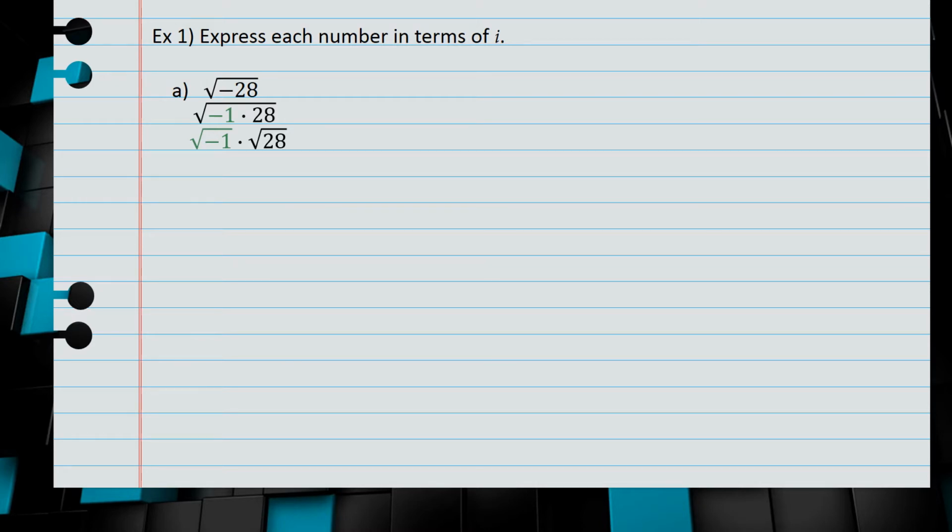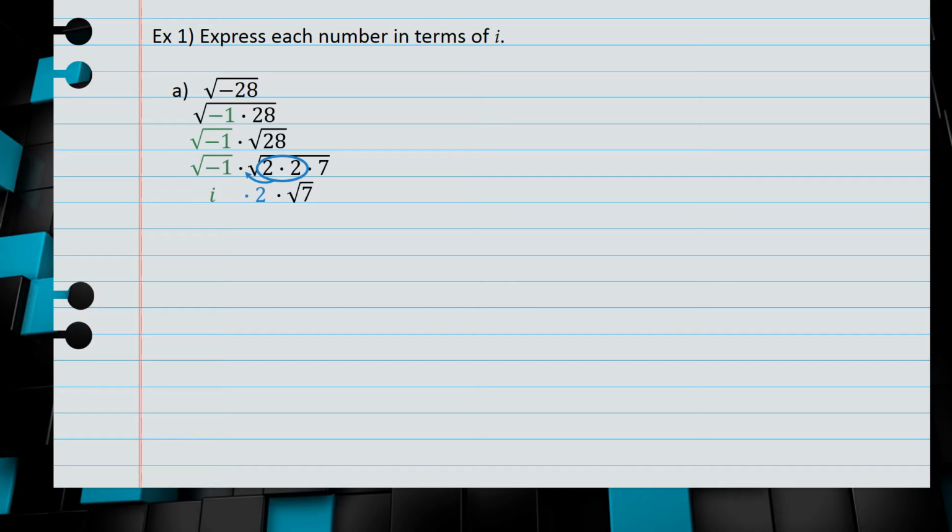Now, -1 cannot factor, but 28 can factor, which would give us square root of -1 times square root of 2 times 2 times 7. Now we want to simplify the problem. Square root of -1 we just learned can be represented by what letter? i. Now we look at the radical and we want to see if we have any sets under the radical that can be pulled out. Notice we do have a pair of 2's, so that comes out of the radical, but notice the 7 does not have a set, so it will remain square root of 7.